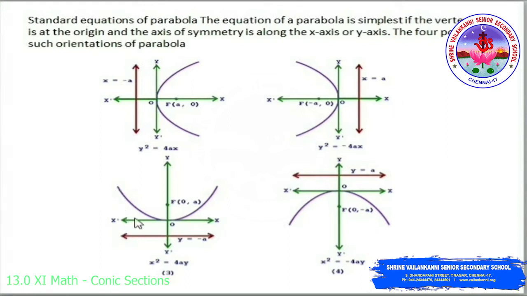Here we can see that the parabola opens upwards. So the focus is 0 comma a, the directrix is y equal to minus a, and the axis of symmetry is the y-axis. Here the parabola opens downwards, and the focus is 0 comma minus a. The parabola opening rightwards has equation y square equal to 4ax, opening leftwards y square equal to minus 4ax, opening upwards x square equal to 4ay, and opening downwards x square equal to minus 4ay.